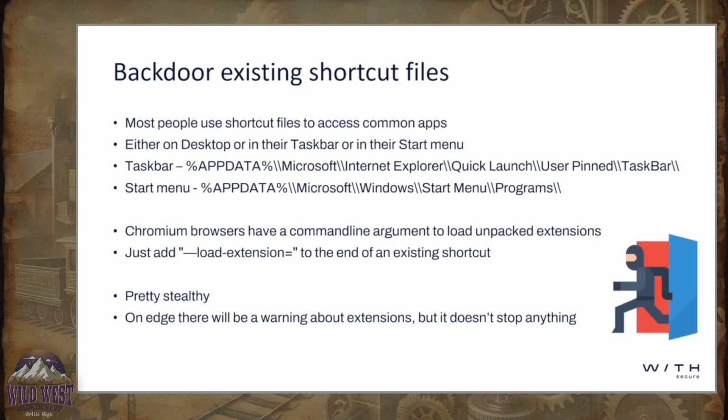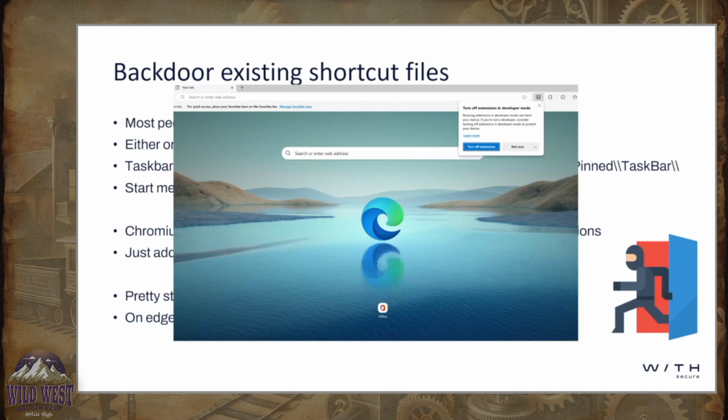So pretty stealthy. I will say on Edge, unlike Chrome where there's nothing, there will be a warning about extensions that pops up, but it doesn't actually stop anything. It's pretty small, so this is what it looks like. It doesn't say anything like, oh, this has been tampered with. It's just a generic message saying you can turn off extensions in the desktop mode. So it's not obviously saying you've been tampered with. And if you click anywhere on the screen, it'll disappear. So I personally think most users are probably going to ignore that. If they see that, they're not going to think too much.